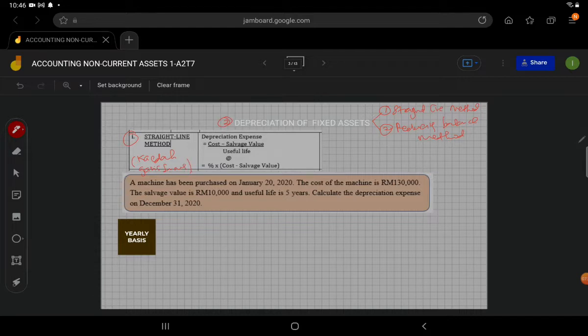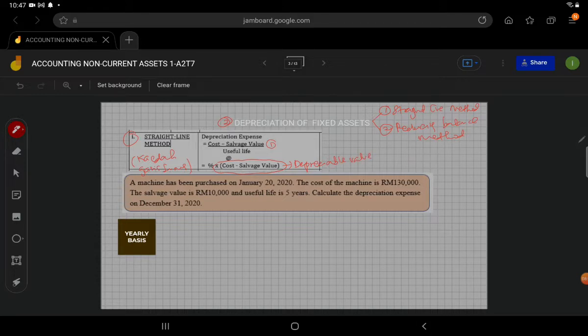Kedua-dua method depreciation ini dia mempunyai formula dia. Jadi, bila ada formula, you have to remember. Under straight line method, to calculate the depreciation expense, equals cost minus salvage value divided by useful life. This is the first formula. Or you can use the percentage times cost minus salvage value. When cost minus salvage value, kita akan dapat depreciable value.